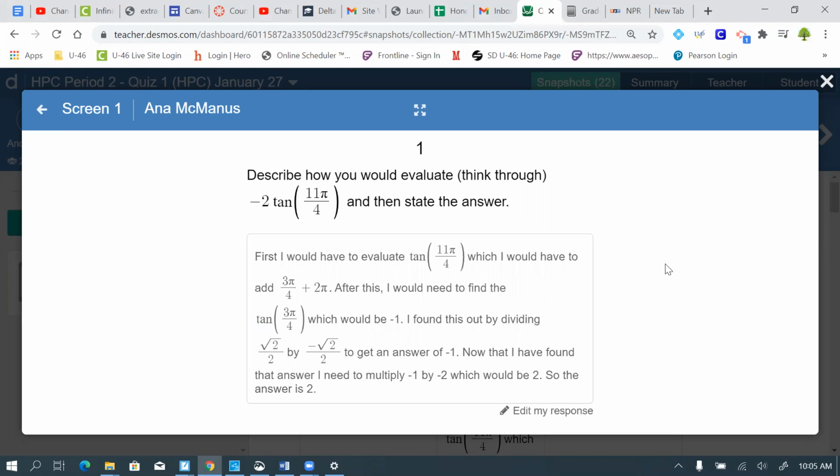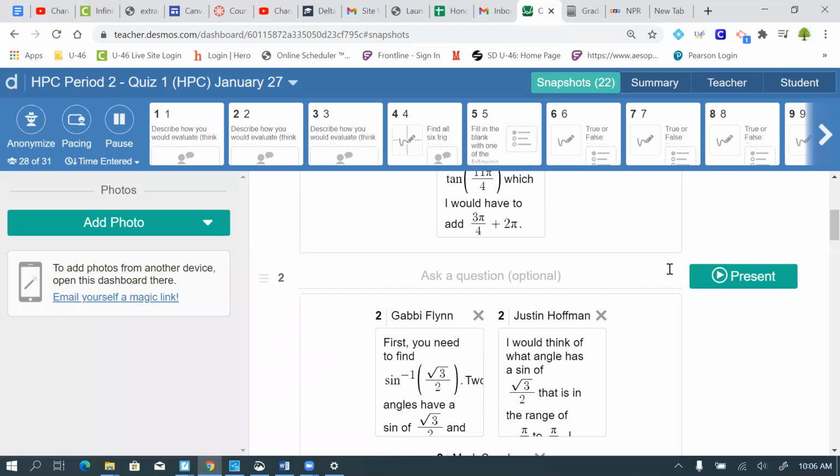And then McManus, Anna. I think this is my favorite one, but they're all close to number one. So first, evaluate this. You're absolutely right. And she notices that that's 3 pi over 4 plus a whole circle. So therefore, if you rotate around a whole circle, you have the same trig values. So tangent of 3 pi over 4 is -1. And she tells me how she found that, which is great. These are the x, this is the y, this is the x. You divide them because that's what tangent is. You get -1. That's excellent. So for slide one, very good.